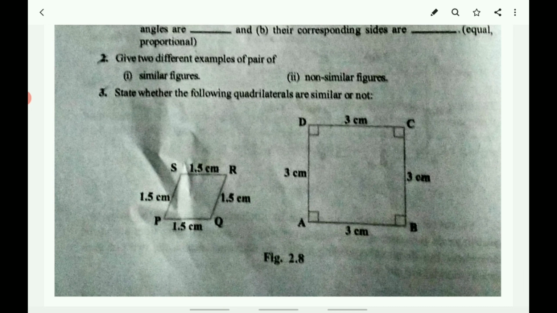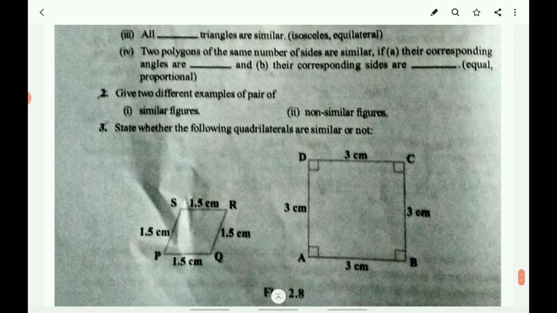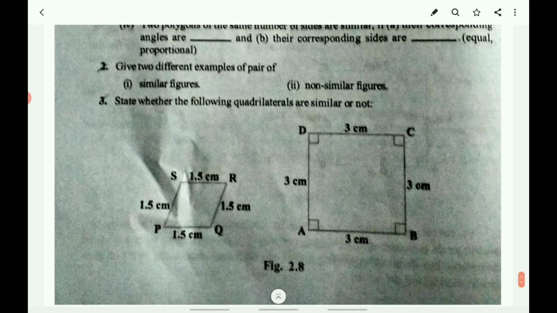But here the ratio is 1.5 by 3, 1.5 by 3, 1.5 by 3, 1.5 by 3. You are getting the ratio 1 by 2, meaning all the sides are in proportion. Corresponding sides are in proportion. But the first condition, the corresponding angles, are not equal. Therefore, these two quadrilaterals are not similar. That is about exercise 2.1.